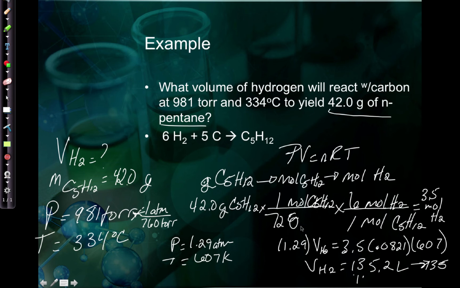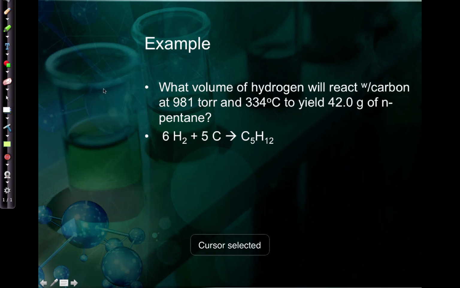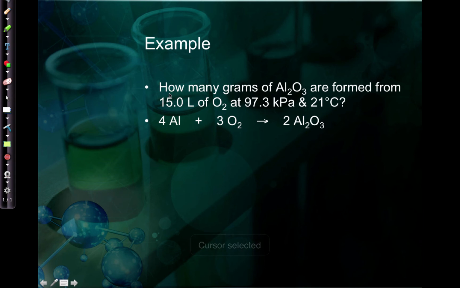Okay. So remember, if you are looking for a volume of a gas and it's not at STP, you will use stoichiometry first, and then you will go back and use the ideal gas law. All right, so let's look at another example. It says how many grams of Al2O3 are formed from 15 liters of oxygen at 97.3 kilopascals at 21 degrees Celsius.